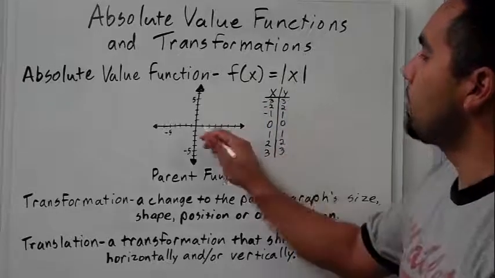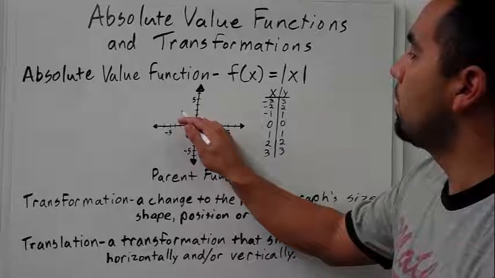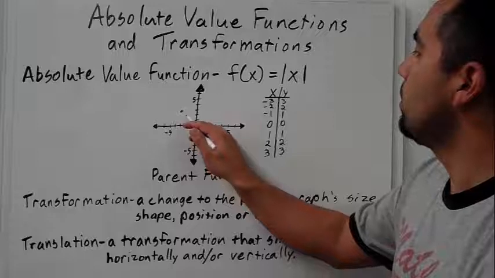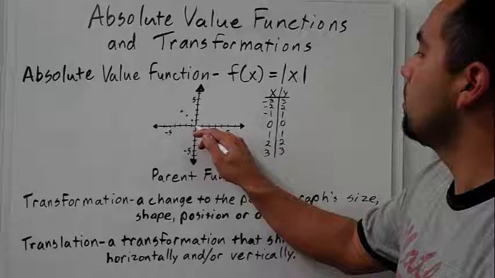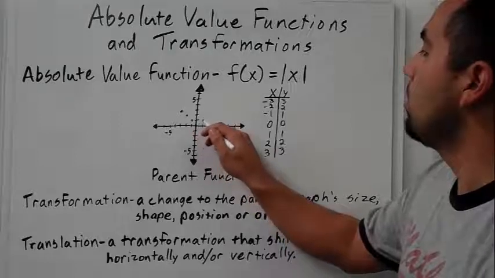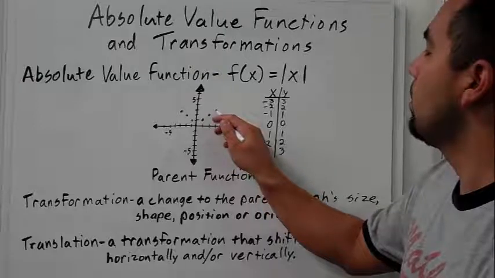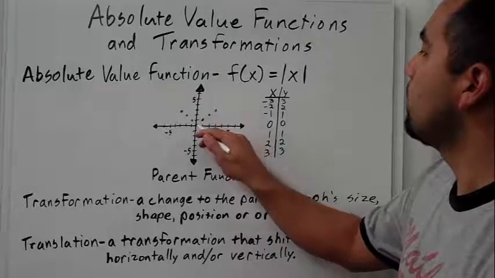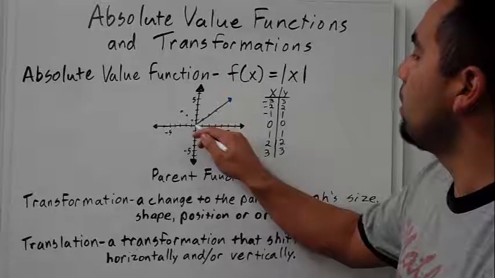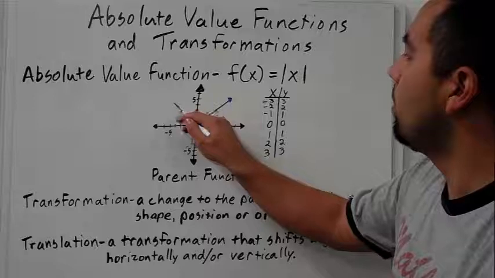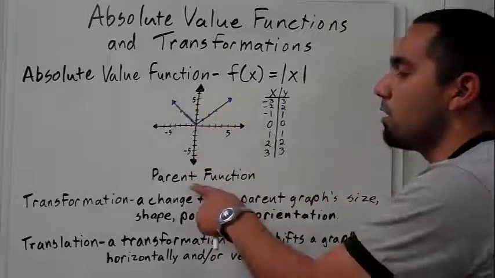So -3, +3; -2, +2; -1, +1; 0, 0, goes right through the origin; +1, +1; +2, +2; +3, +3. So what we get is this V for all our absolute value equations. And what we call this, again, is a parent graph.